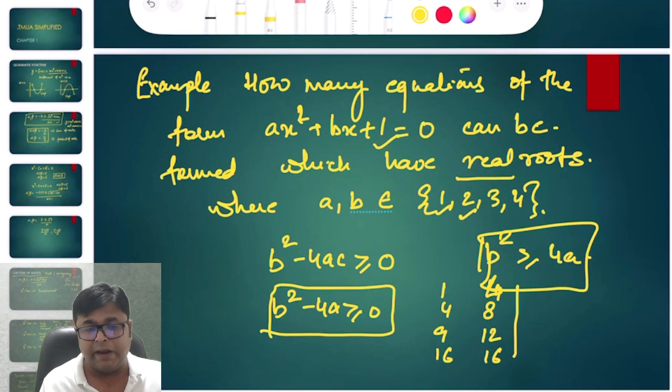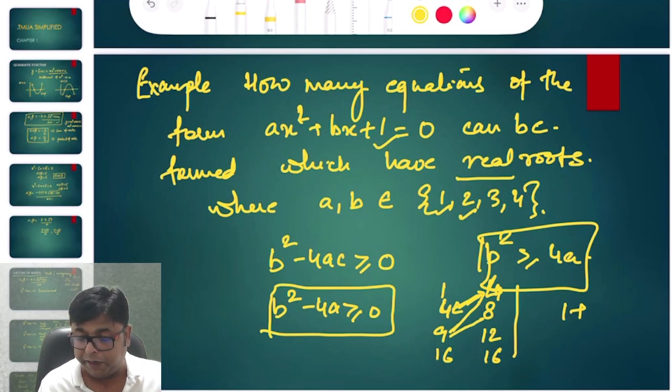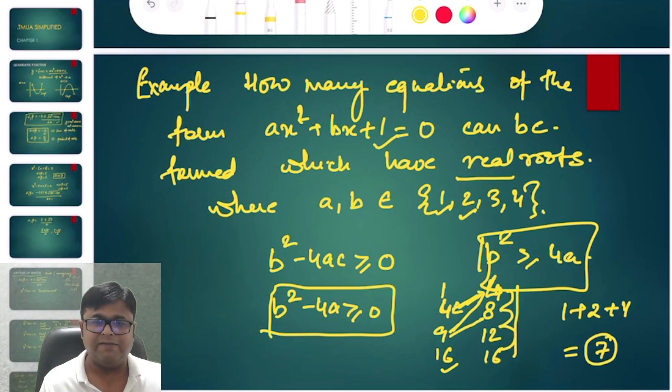So taking b as 1, I have no case in which the roots will be real. Then comes the second, 4. Now 4 is at least equal to 4. So there is one more case. But for 9, there are two cases, 4 and 8. So when b is 3, I have two cases for a. For b to be 3, I can take a as 1 or 2. And for b being 4, b square will be 16, I can take all the 4 values. So it gives me 7. So I can have 7 such equations which have real roots.